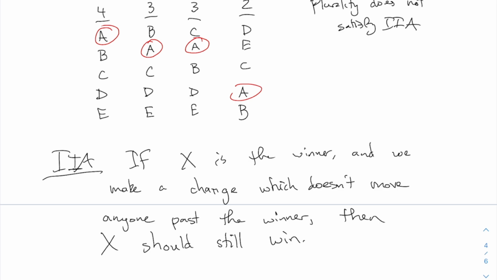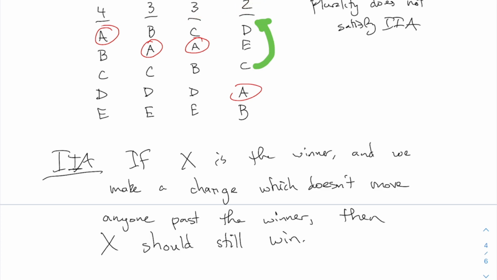Yeah? In the last column, you could switch D and C. Yes, in the last column, I can push C to the top. This does not move anyone past the winner, but it causes C to become the winner of the election, because C will now have 3 plus 2 is 5 points on top.